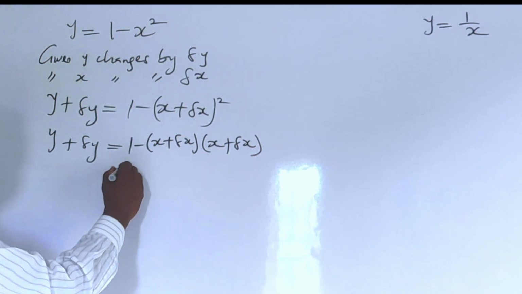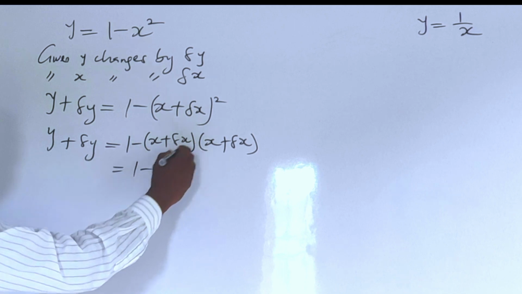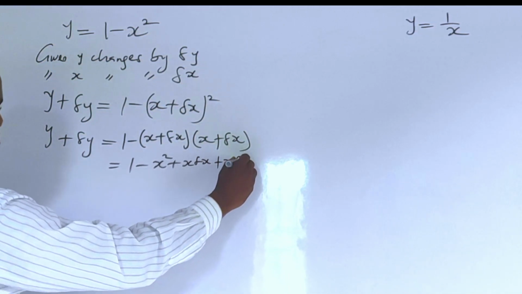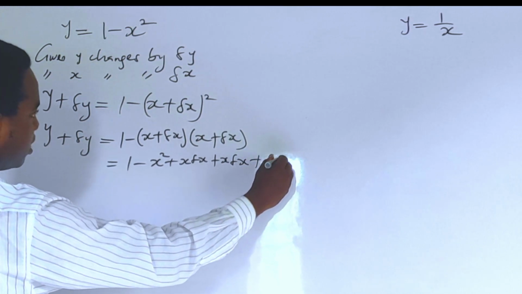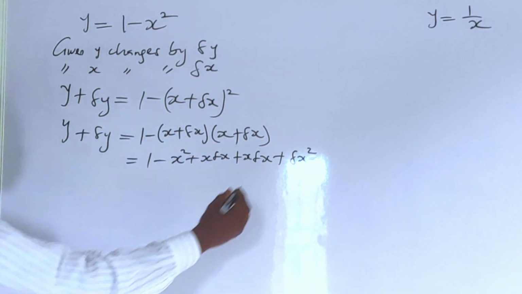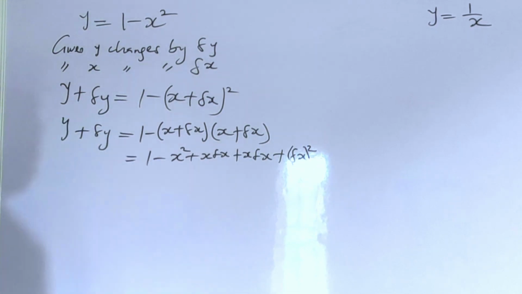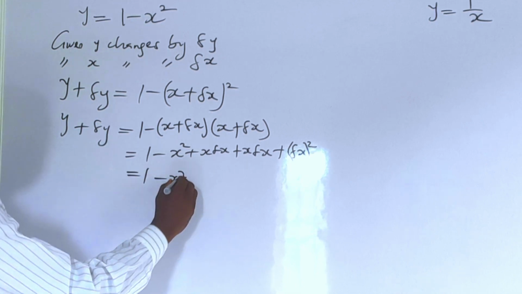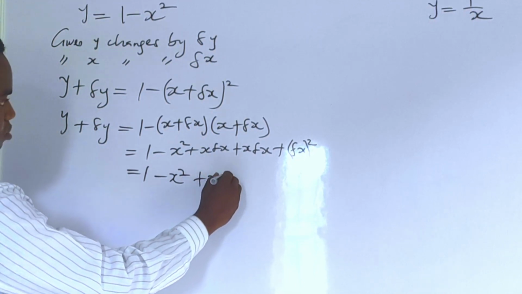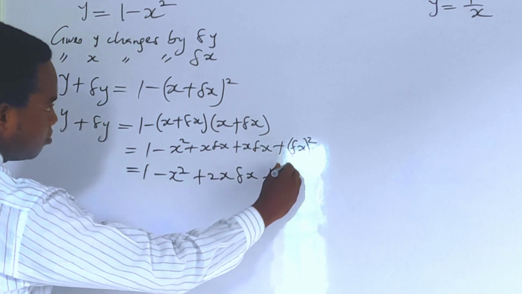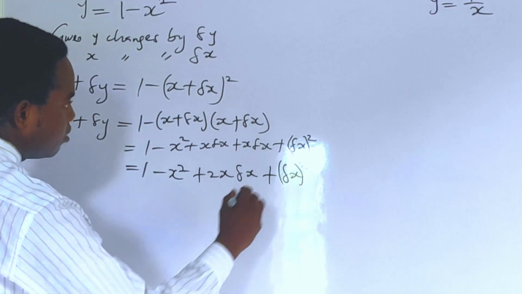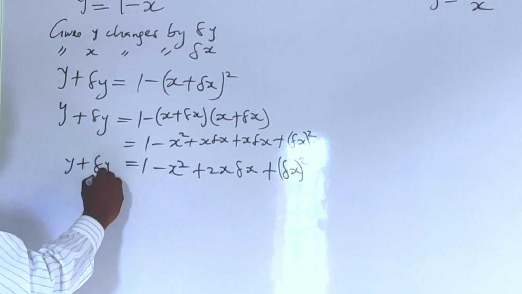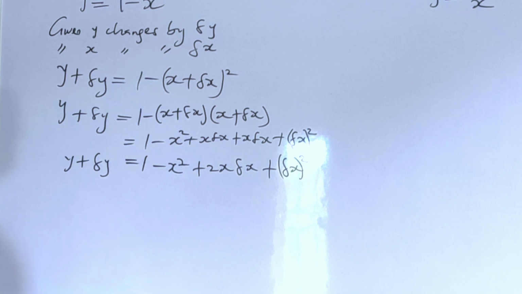So you have y plus delta y equals, so let us open the brackets we have on the other side. So that would be x plus delta x multiplied by x plus delta x. So distributing what we have in the brackets, we have x raised to power 2 plus x delta x and plus x delta x and plus delta x squared. So we should put that delta x in the bracket so that it does not look like the delta is separate and the x squared is separate. So we are going to be having 1 minus x raised to power 2 and plus 2x delta x and plus delta x squared. And on the left hand side we have y plus delta y.